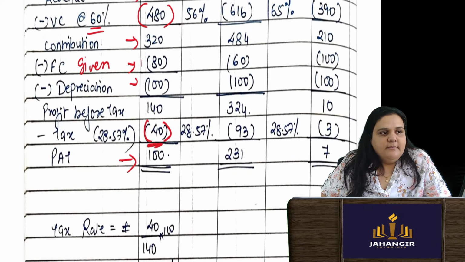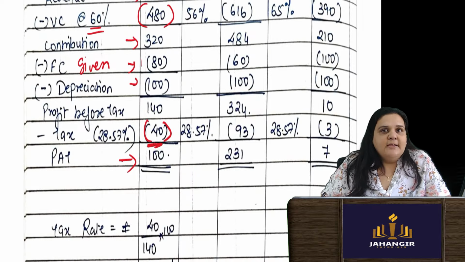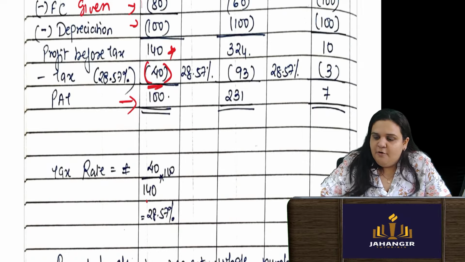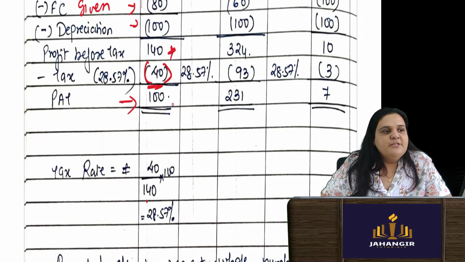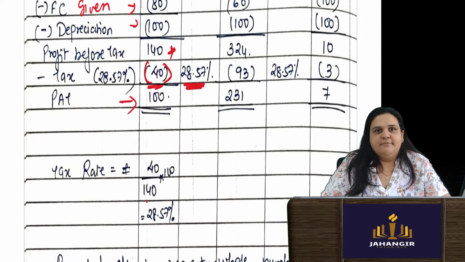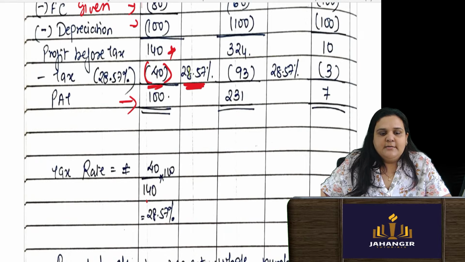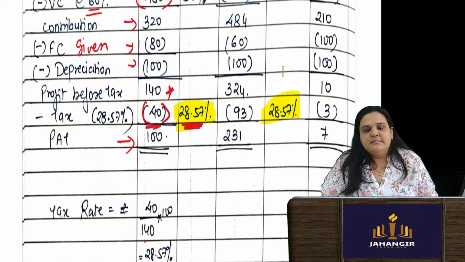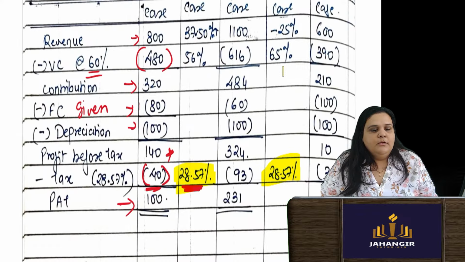Now the tax rate I can find. If I'm paying tax of 40 lakhs on a profit of 140, after removing my fixed cost and depreciation, I arrived at profit before tax. From the tax amount they have given me, I can find the rate: tax amount upon profit before tax. 40 divided by 140 is 28.57%. It is important for me to know this percentage, because they have told me that even in the best case and worst case, this remains the same. So this I have done.